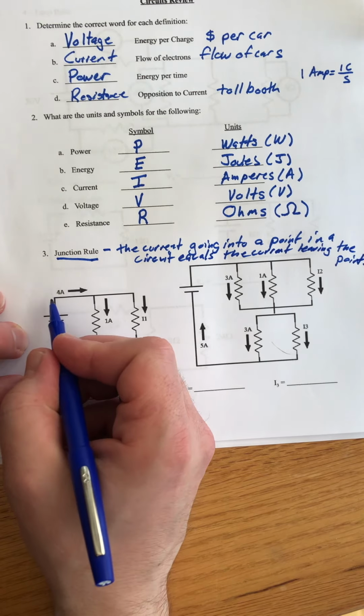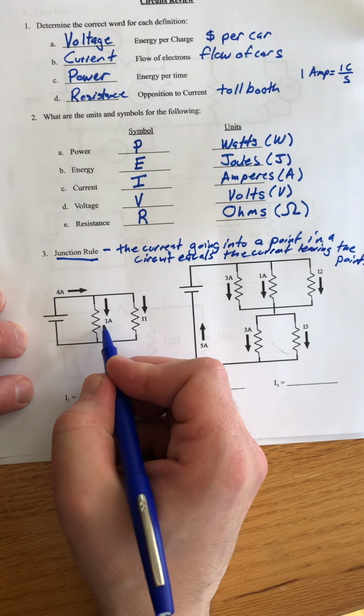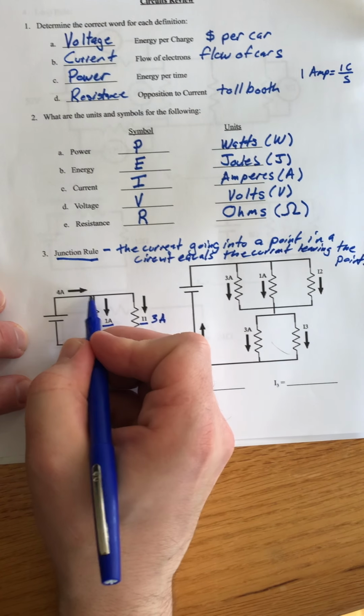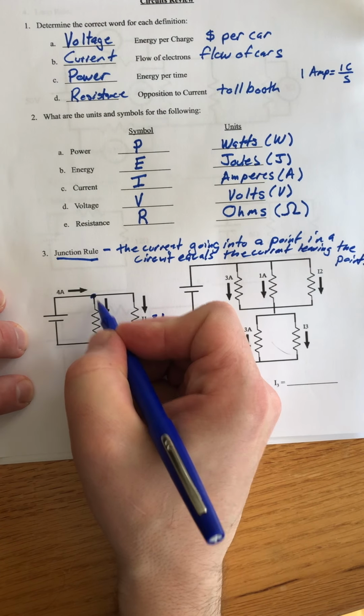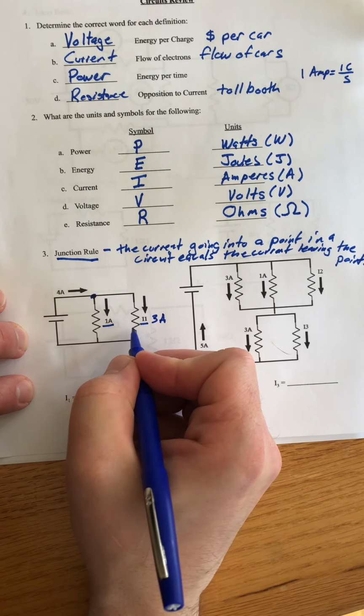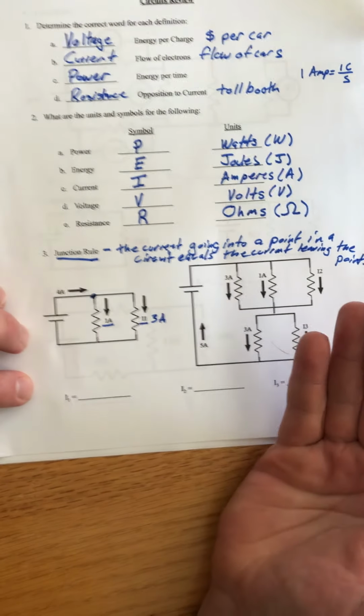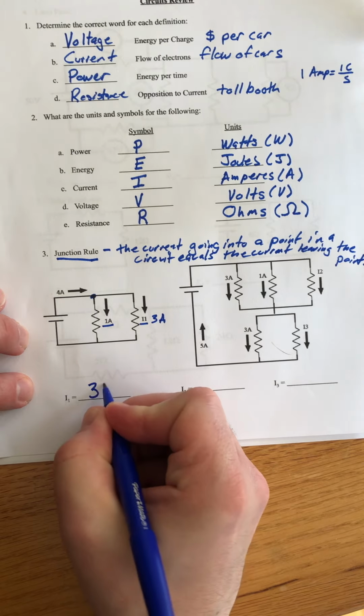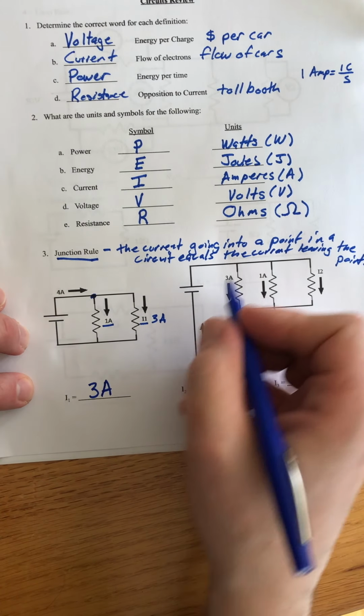So we have 4 amps coming in here. We have 1 amp that goes here. That means that this must be 3 amps. Because 4 amps goes into that point, 1 amp goes this way, then that means that 3 must go that way. We don't ever lose any amps or current. Okay, so that's 3 amps.